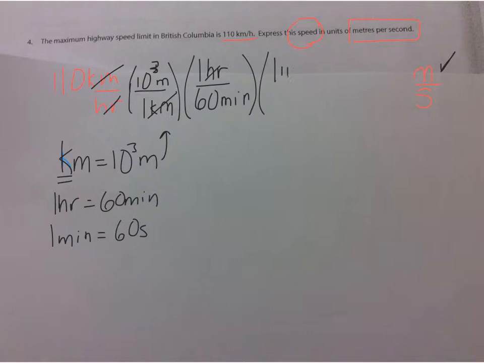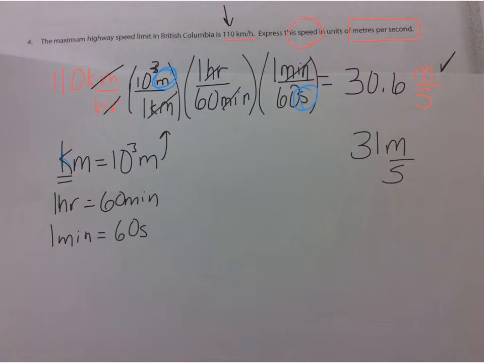So we put 1 minute is equal to 60 seconds. Minutes cancels, and we now have the correct units. We have meters on the top and seconds on the bottom. Everything else is canceled. So when we do this calculation, you should get an answer of 30.6. But since there's 2 sig figs here, we need to round that to 2 sig figs, 31 meters per second.